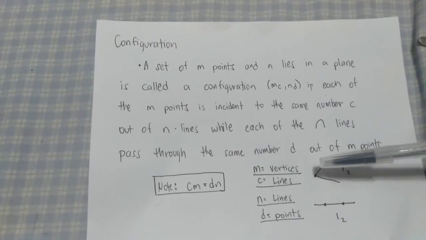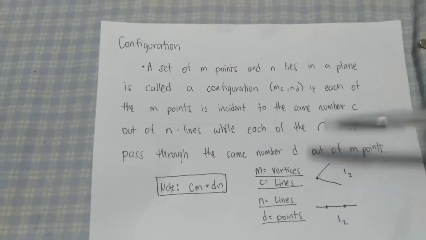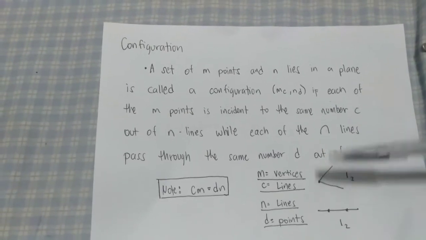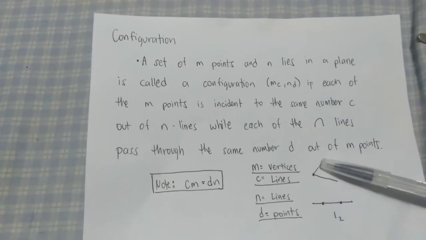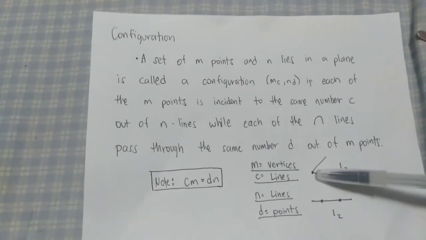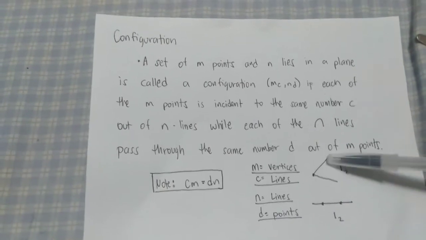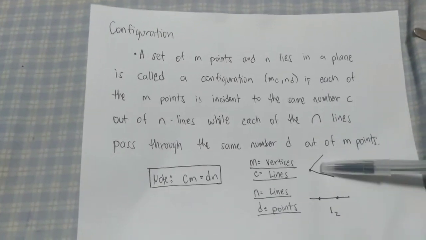This is not an actual example, but for our visualization, for further lessons or for further examples. So like this, one vertex has two lines. This is the meaning of MC.